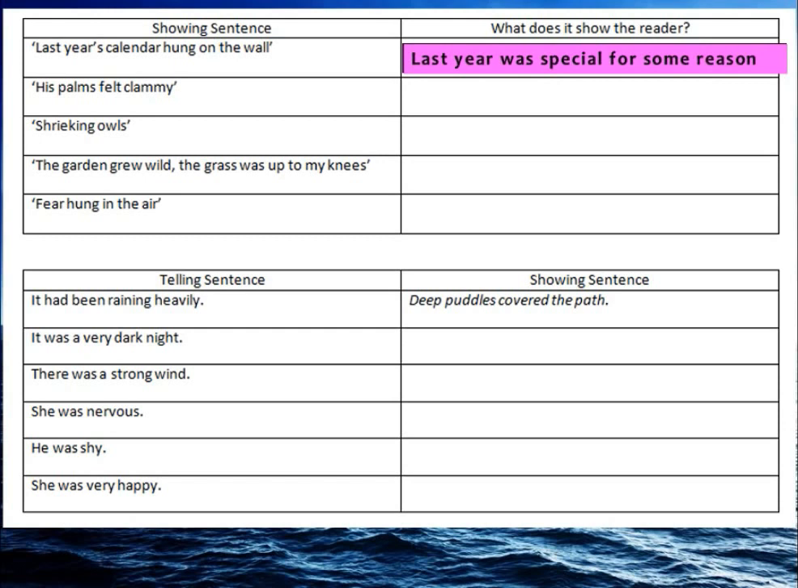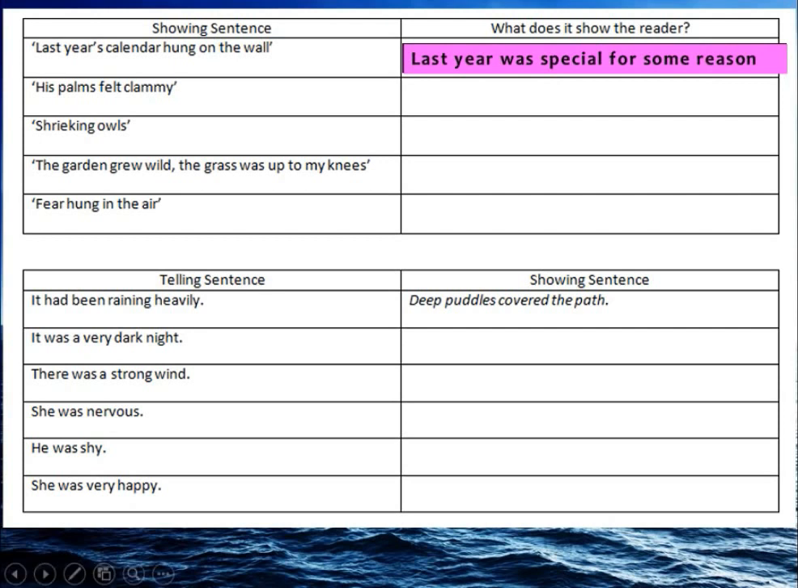Okay, then the second box is you get the boring sentences, and then I wanted you to do showing sentences. So for example, it had been raining heavily, and my showing sentence was deep puddles covered the path. So without saying it had been raining heavily, I get a vivid description, a really interesting description to show me the sentence. So another example could be, it was a very dark night. One of my students came up with a pitch black blanket covered the sky.